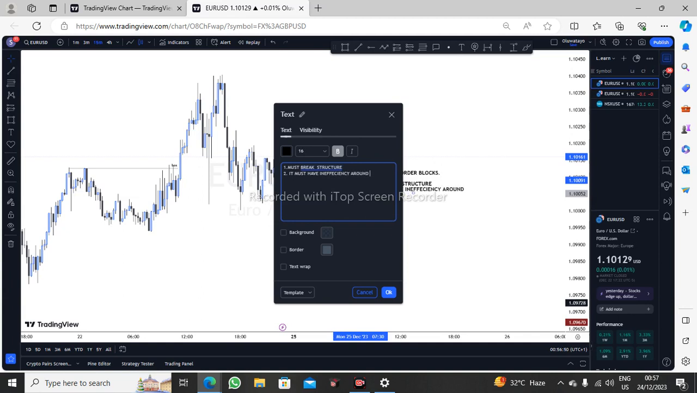Around it. Now inefficiency can also be called imbalance. Inefficiency, also known as imbalance, around it. And also an order block must have liquidity sitting below or above it.